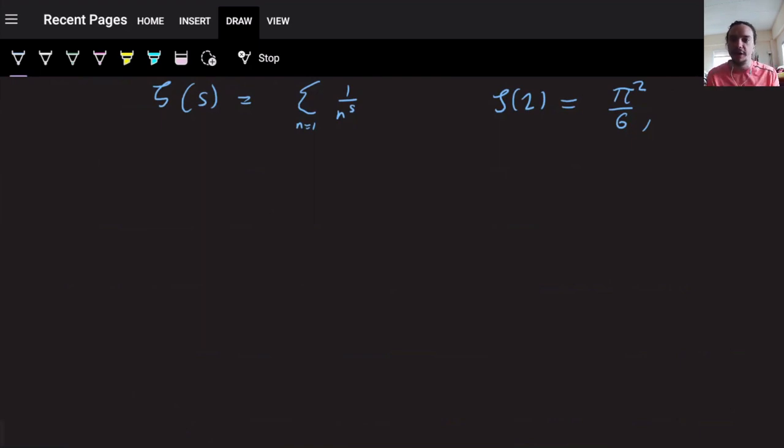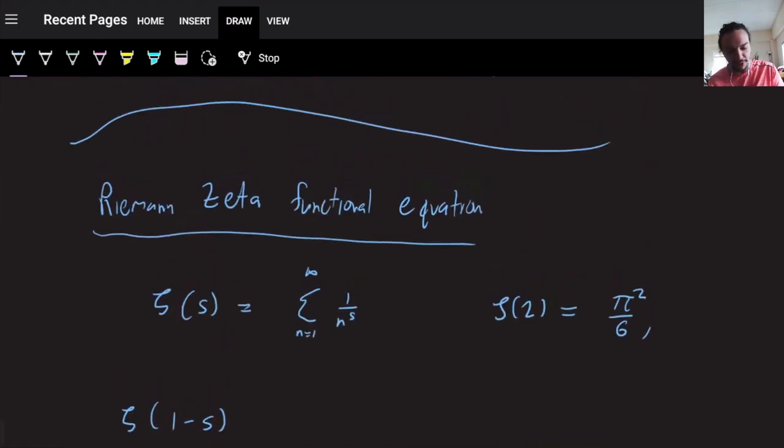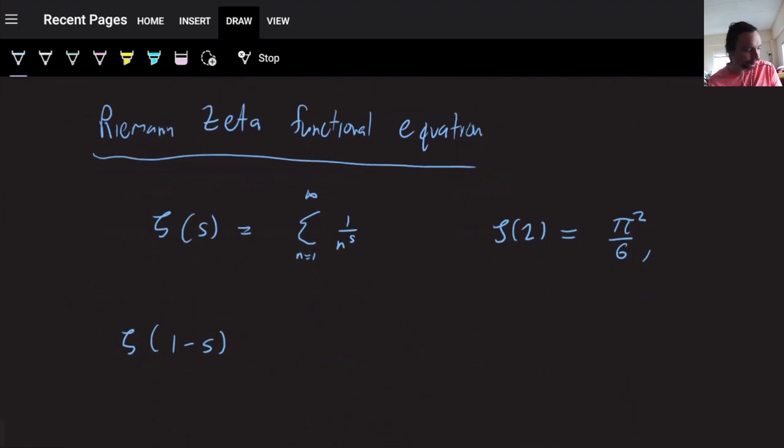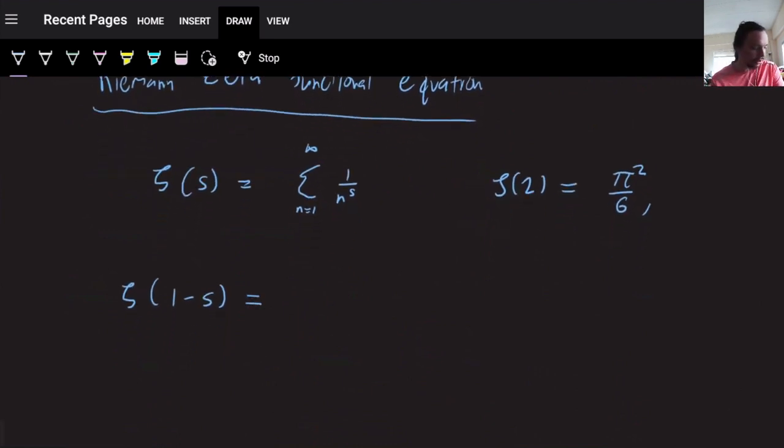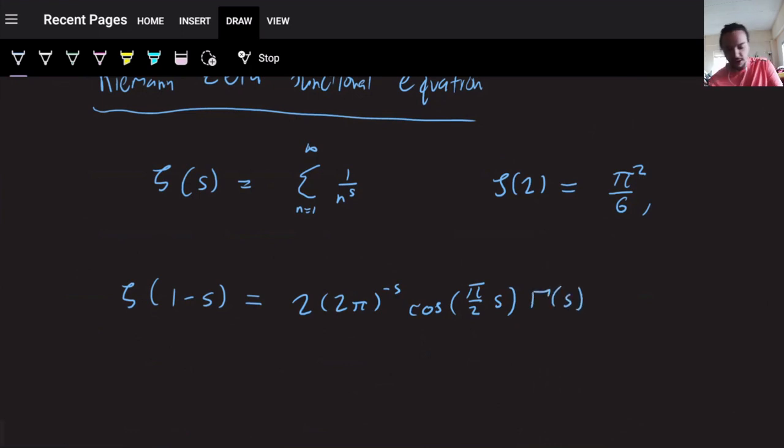And one piece of understanding the Riemann zeta function that you learn about when you first learn about it is called the Riemann zeta function functional equation. So how do we understand the Riemann zeta function? Sorry, my zetas are pretty messy. Okay. 1 minus s. Well, maybe we can use our gamma function property. It turns out that it has some weird formula. 2 times 2 pi to the minus s. So pi is showing up again. Cosine of pi over 2s. Gamma at s. And then zeta at s.